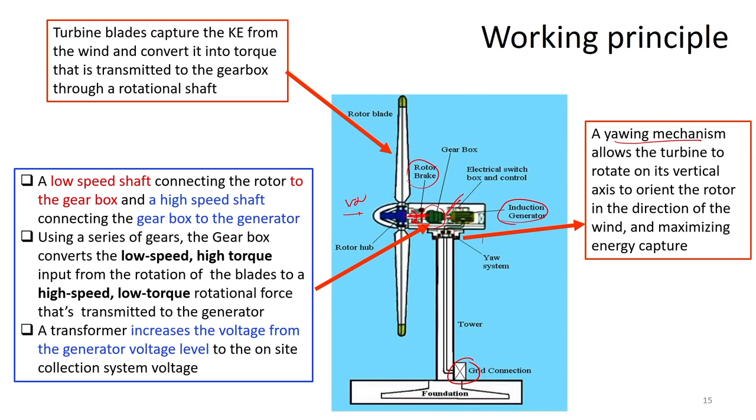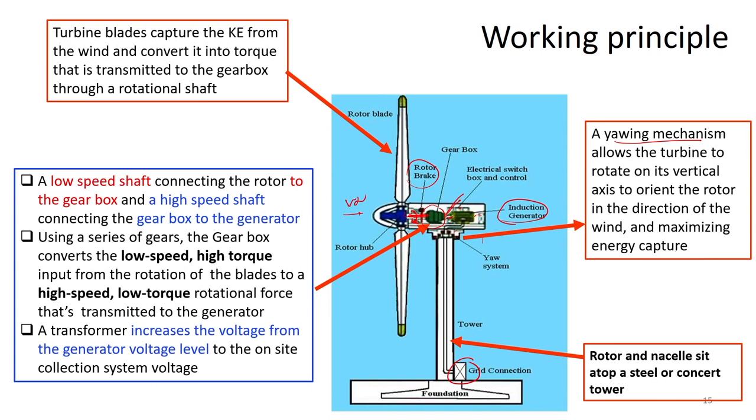And finally a transformer is used, which increases the voltage from the generator voltage level to the on-site collection system voltage, based on the demand. It is set and it is transmitted. And this is a tower. Normally it holds the entire unit, and it is made of steel or maybe concrete, and a strong foundation is provided in order to hold the entire structure.